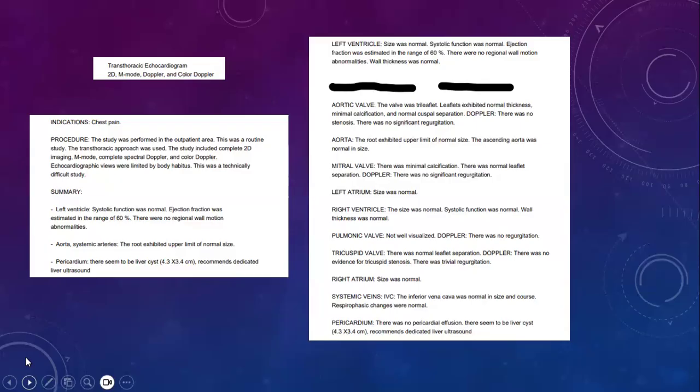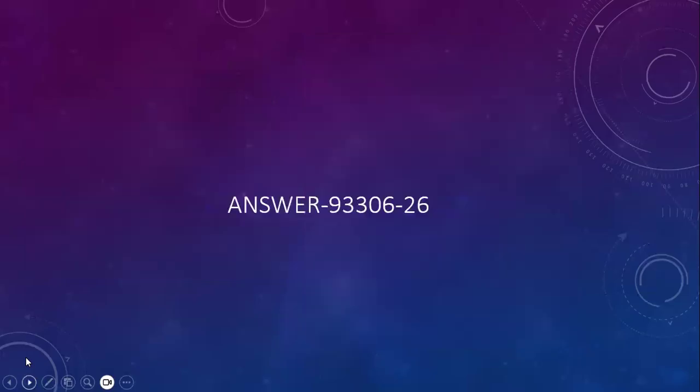Okay, so on the right side, all 9 required elements are here. We have our left ventricle, aortic valve, aorta, mitral valve, left atrium, right ventricle, pulmonic valve, tricuspid valve, right atrium. They did include the pulmonic valve is not required. The systemic veins, including your IVC, your inferior vena cava, those 2 are not required. And then you have your pericardium. Okay. So in this particular case, this is a complete non-congenital TTE, 93306 with a 26 modifier.